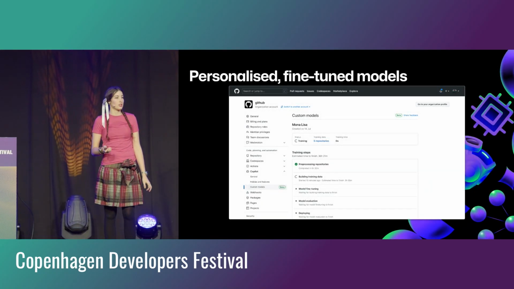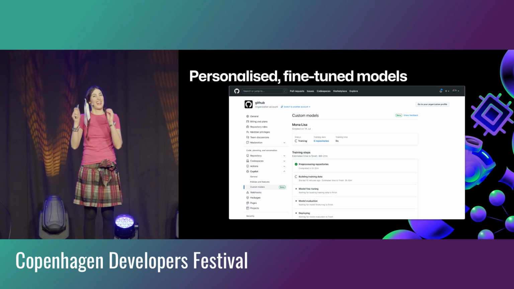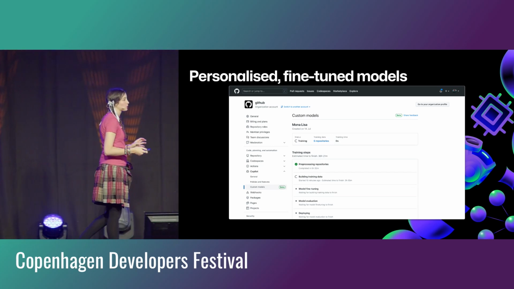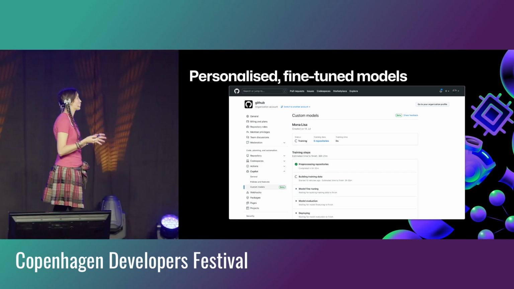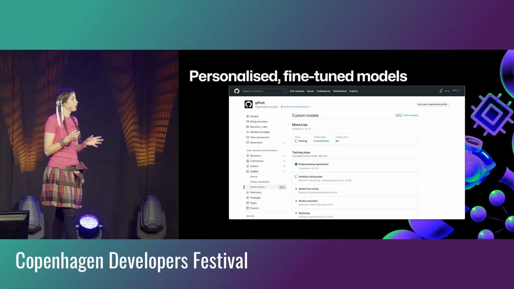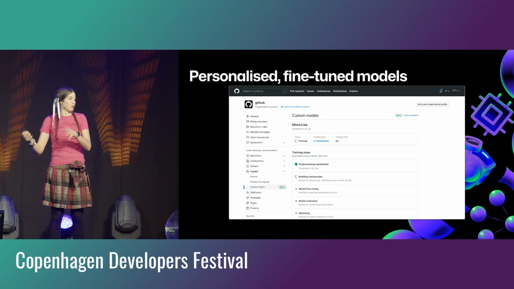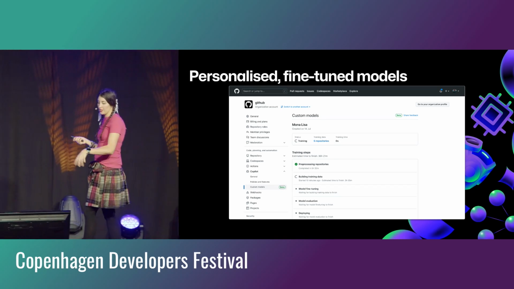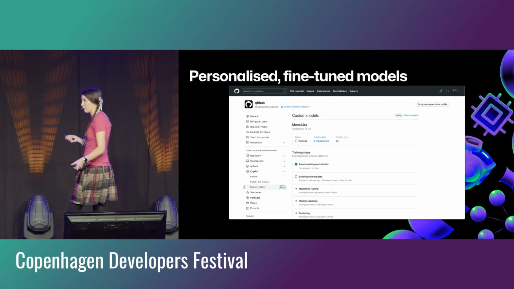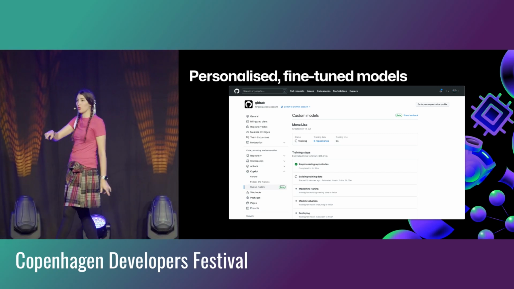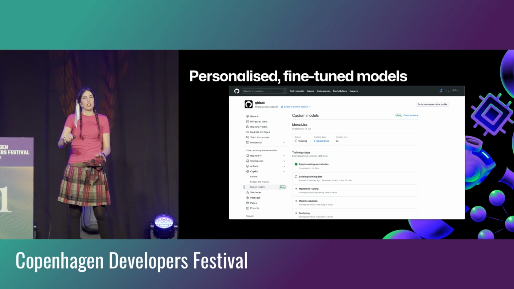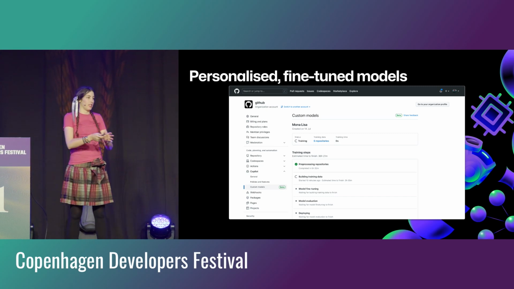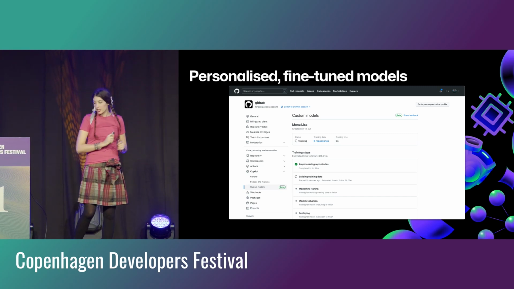Personalized fine-tuned models. This is coming to GitHub Copilot Enterprise customers, but I do want to talk about it because it is really cool. Now you can choose to fine-tune a model of GitHub Copilot on a number of your repositories. I think the maximum is 5 at the moment. This is something that is coming. I believe if you want a GitHub Copilot Enterprise subscription, you need to be on GitHub Enterprise Cloud edition.